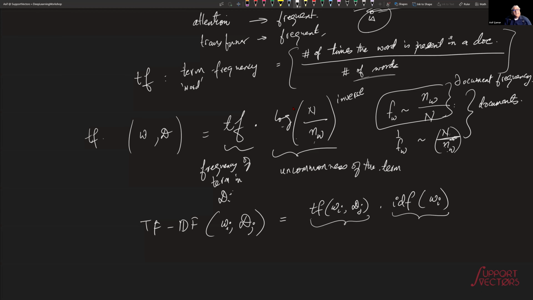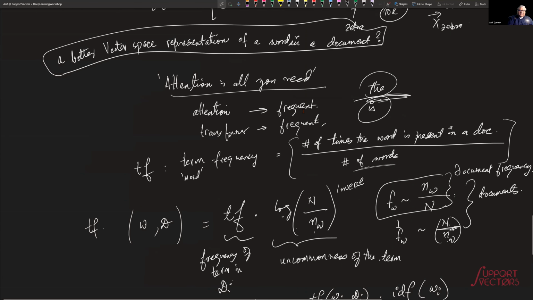Do you see that, guys? So it can also say how rare is the word, the rarity, uncommonness, or the interestingness of the word. So now what happens? Think back at your situation.